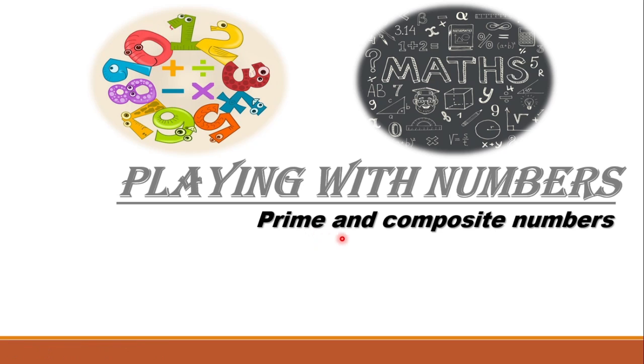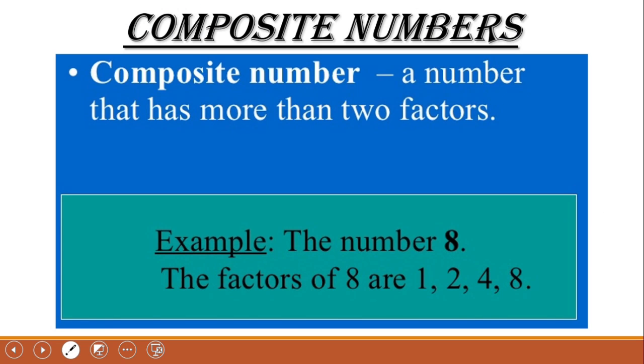Now let's start with prime and composite numbers. What is a composite number? A number that has more than two factors is a composite number. Like if we talk about 8, 8 has 1, 2, 4 and 8. These are the factors of 8. Now we know that 1 is a factor of every number. So what are the two factors? It is 1 and the number itself.